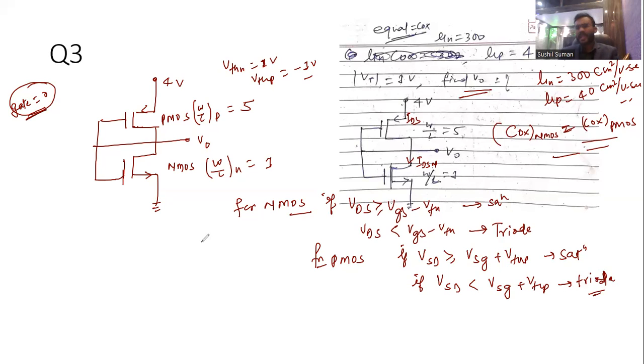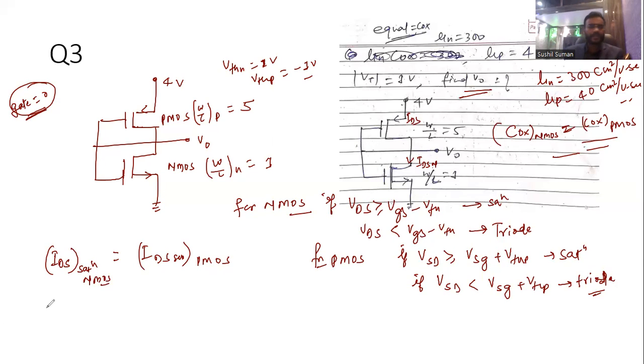Now, my dear students, both transistors are operated in saturation. Why? Because the gate is short circuited. So you can say both are operated in saturation, and here IDS saturation for NMOS is equal to IDS saturation for PMOS. Both have the same current, NMOS as well as PMOS.